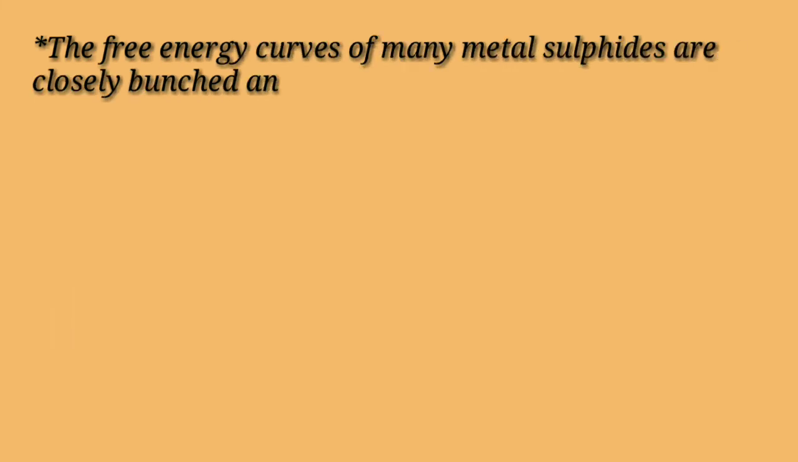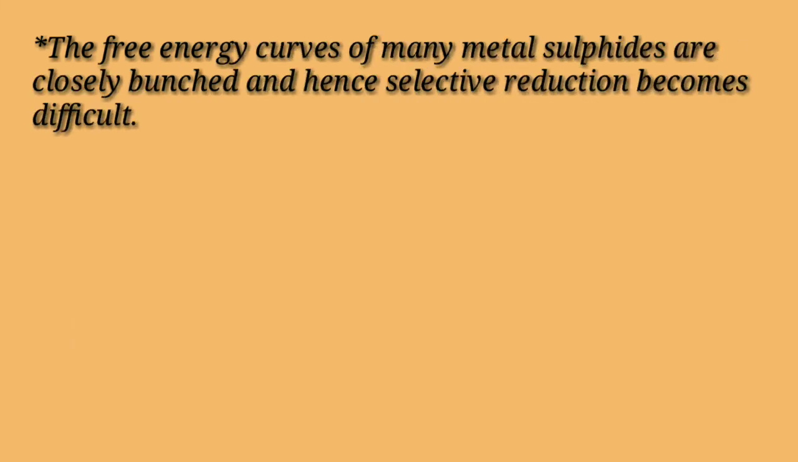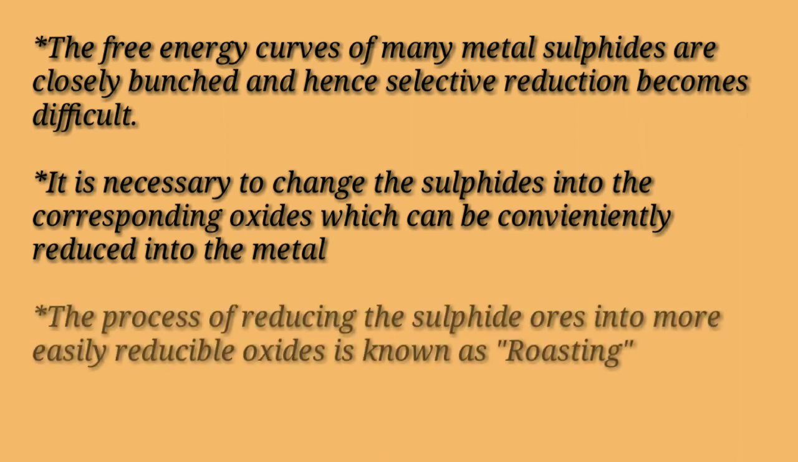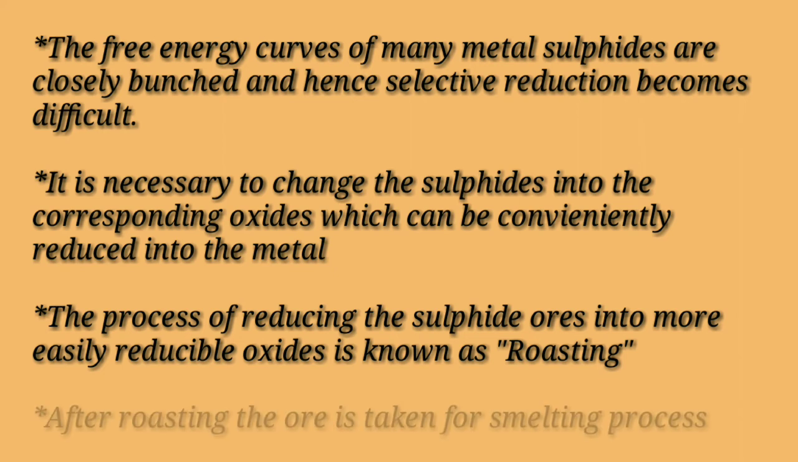The free energy curves of many metal sulfides are closely bunched and hence selective reduction becomes difficult. Therefore, it is necessary to change the sulfides into the corresponding oxides, which can be conveniently reduced into the metal. This process of converting the sulfide ores into more easily reducible oxides is known as roasting. After roasting, the ore is taken for the smelting process.